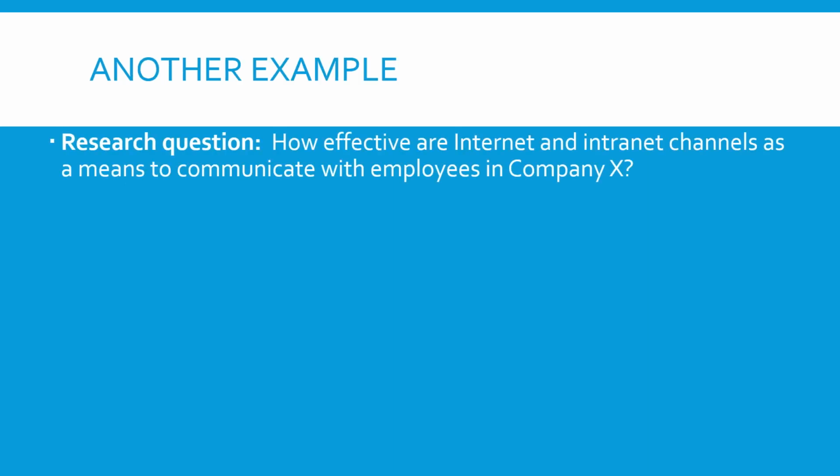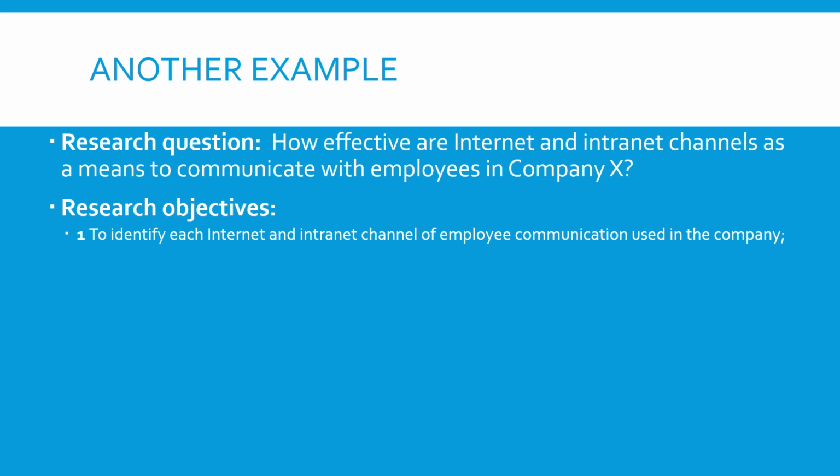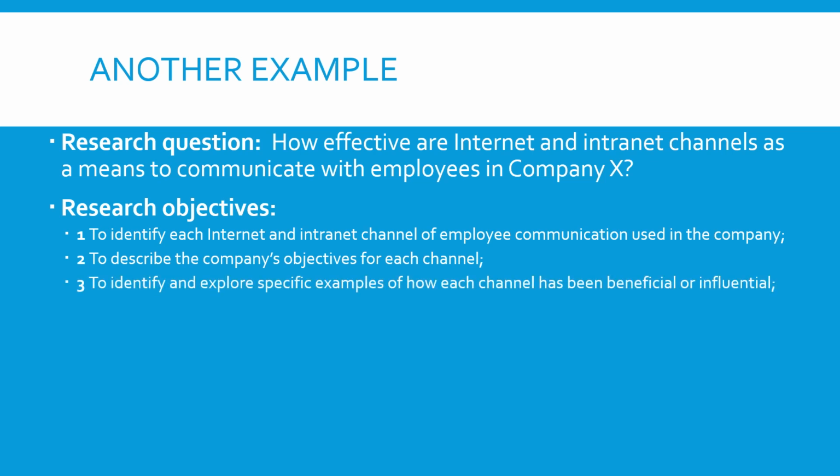Let's give another example. If your research question is, how effective are internet and intranet channels as a means to communicate with employees in company X? That's the research question, how effective. Your research objectives might be to, number one, first, identify each intranet and internet channel of employee communication used in the company. Then, to describe the company's objectives for each channel. Because remember, to determine effectiveness, we first have to know what it is intended for. Okay, so we know that something is effective if it meets the objectives. So, part of the research objective is to identify the company's objectives for each channel, that is, internet and intranet.